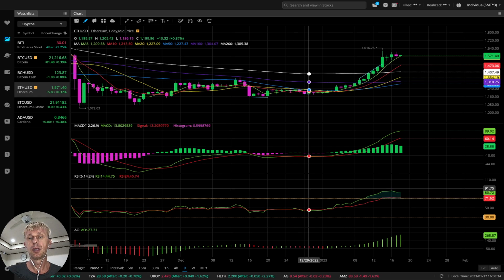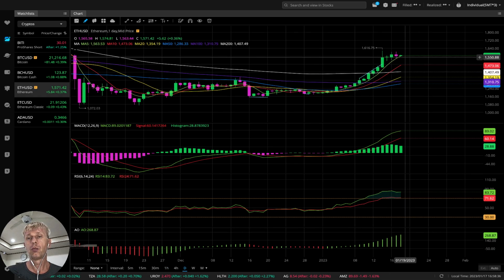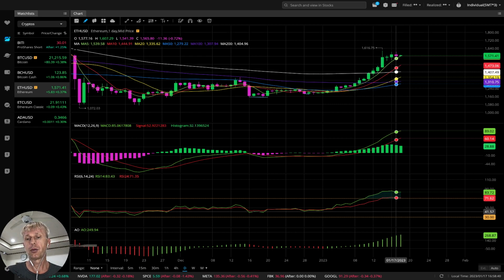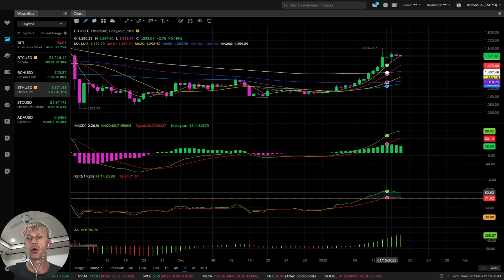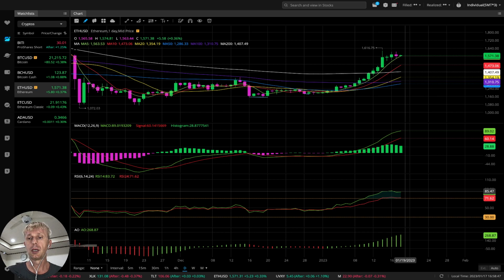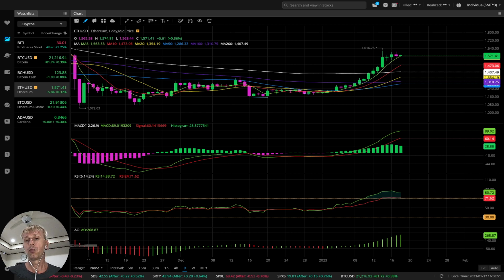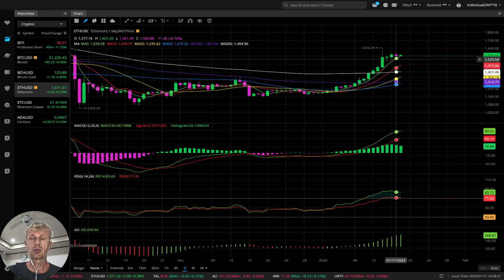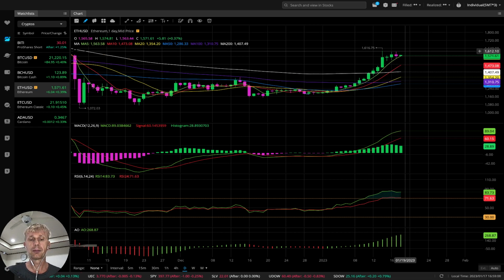Let's move to Ethereum. Ethereum daily, bullish trend. Bullish trend on all indicators. On RSI, it's in overbought territory, above 80, 84, 85. Bullish trend on all indicators, and the last bar above all moving averages. Bullish trend on daily time frame for Ethereum.